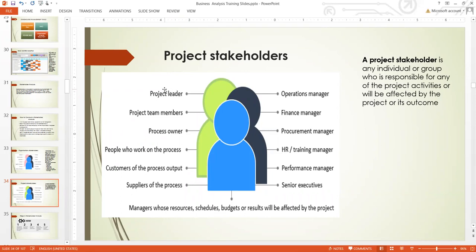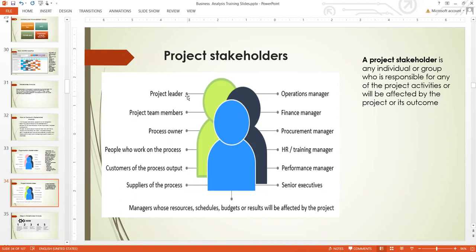There cannot be two captains in a ship, or you will start having confusion. Once one person gives an order, another person will counter the order, and the project will start shaking. So there must be one leader, which is the project manager. If you are a project manager, try to understand their role, their position in that project.